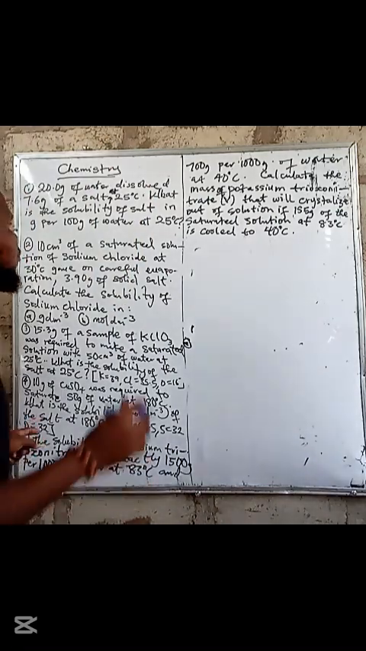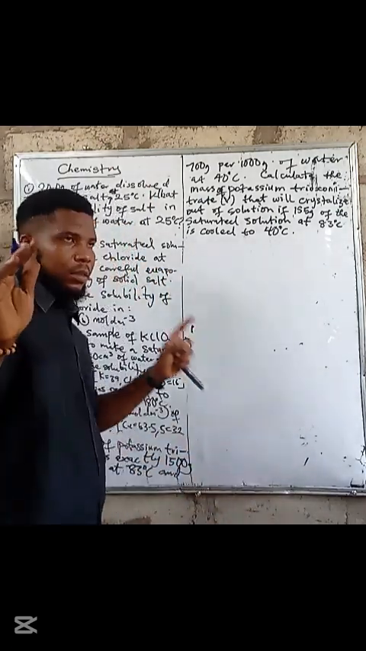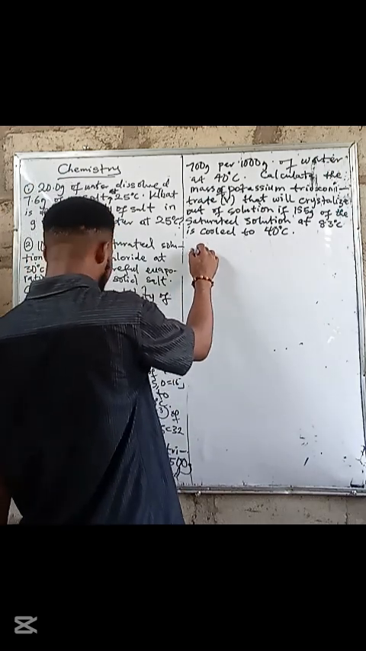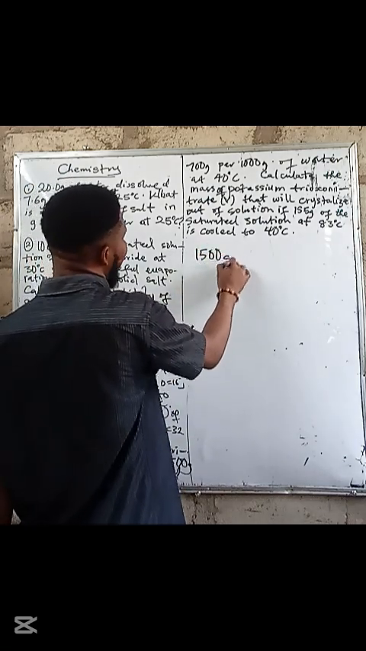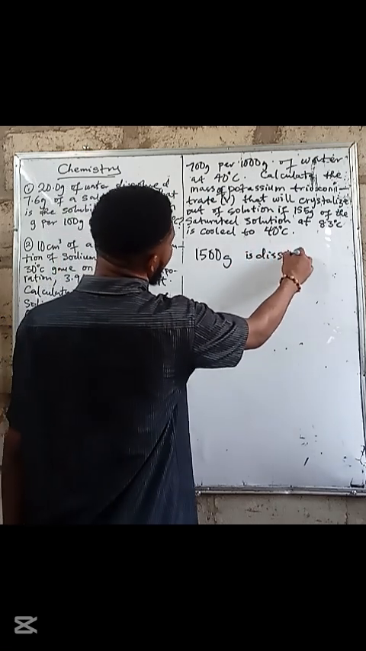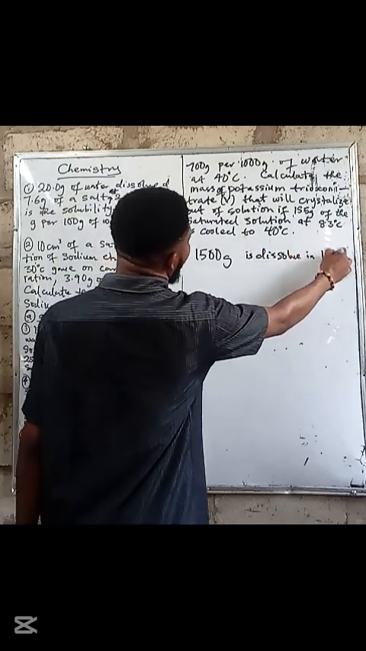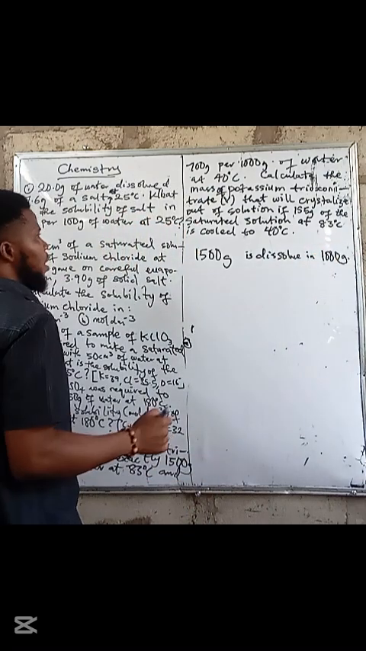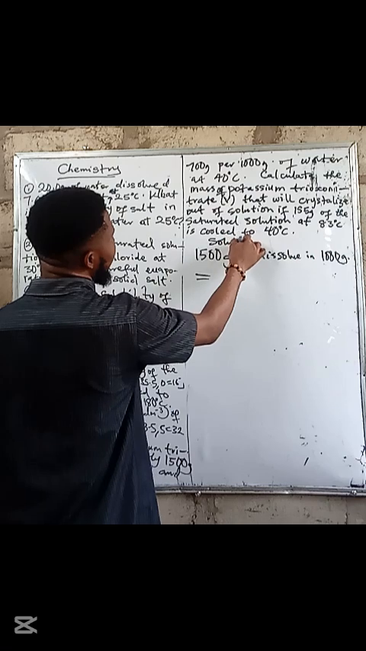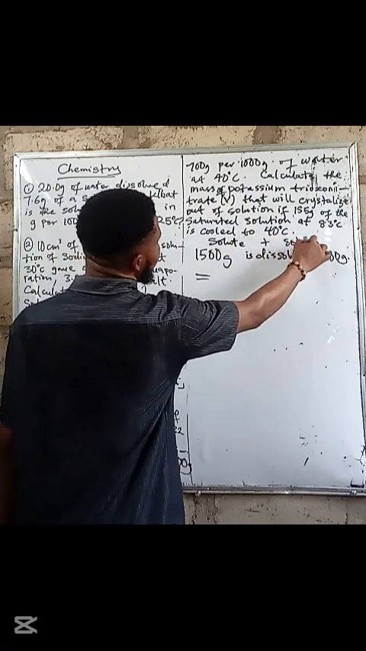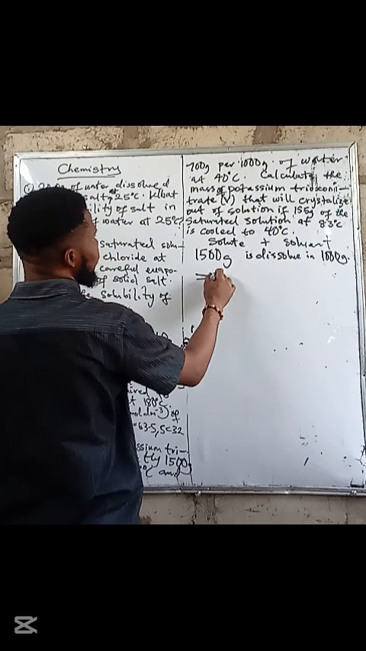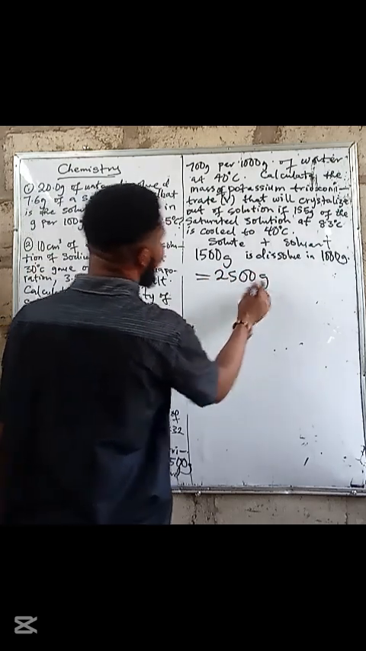So they gave you the standard solubility, which is what? They said solute, that's 1500 grams, is dissolved in 1000 grams. Okay? That will give you a total of, this is solute plus solvent, right? So when you add both of them, that will give you what? 2500 grams. That is standard.